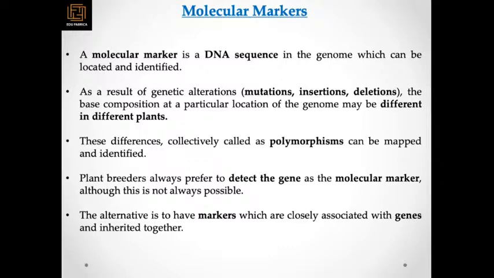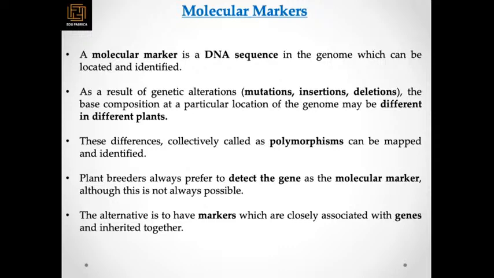So in the case of a molecular marker, it is a DNA sequence in the genome which can be located and identified. They are the ones by which we can detect alterations, like mutations, insertions, and deletions, based on the particular composition of genomes in different plants, and they are collectively called polymorphism, which can be mapped and identified.